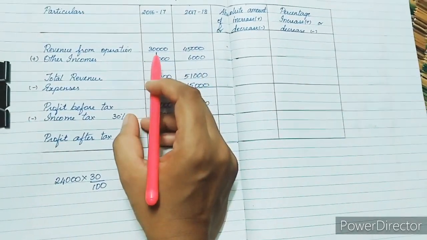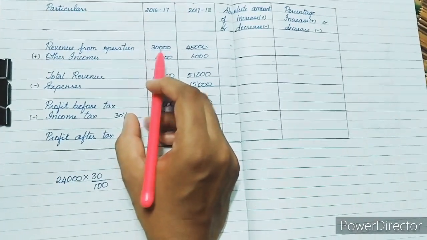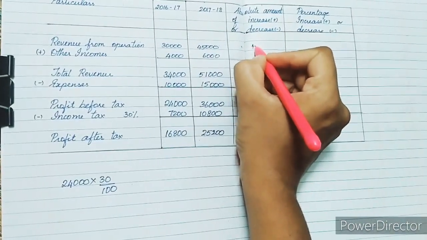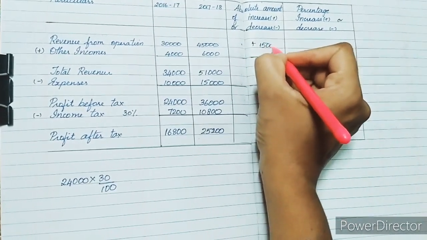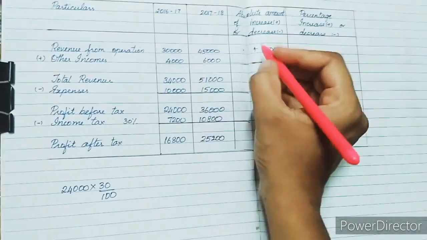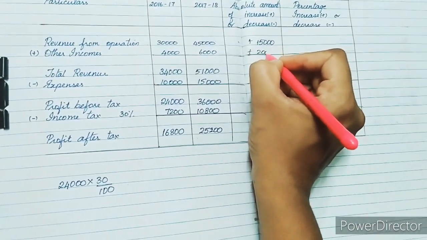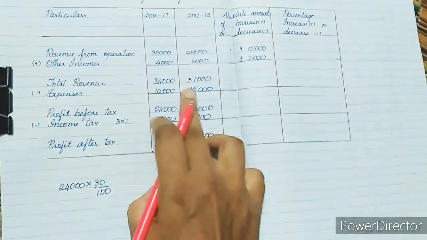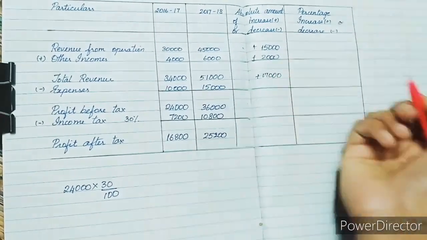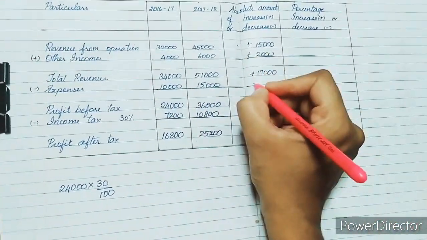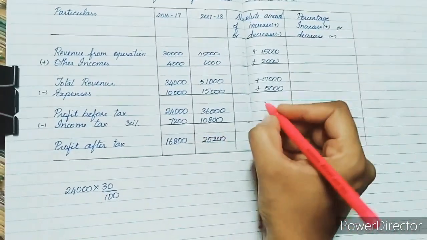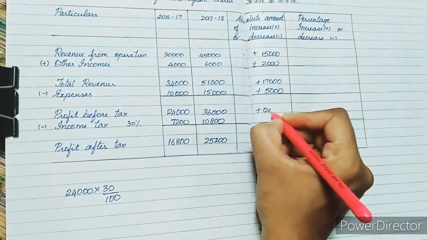Here in the base year, that is the first year, it is 30,000 and 45,000 here. So the increase in the amount is plus 15,000 rupees from the first year to the second year. Next 4,000 and 6,000. So there's an increase of 2,000 rupees in other incomes. 34,000 to 51,000. So there's an increase of 17,000 rupees for the total revenue. 10,000 and 15,000. So there's an increase of 5,000 rupees. 24,000 and 36,000. The increase of 12,000 rupees.